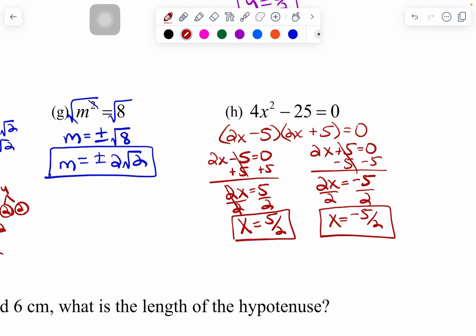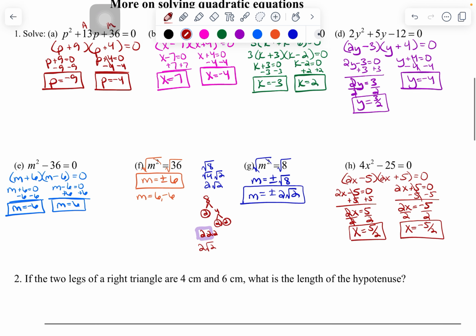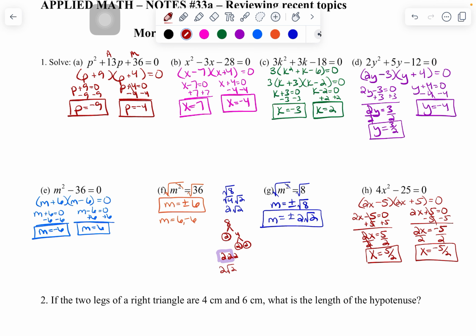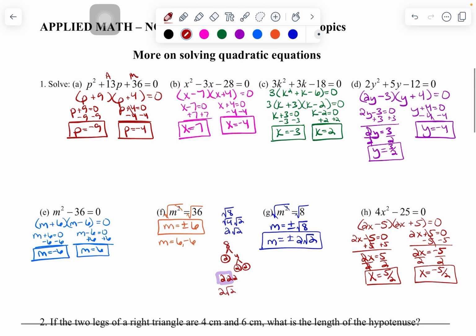All right, so let's see what else we have here. All right, so that is the end of problem number 1, dealing with all of the solving quadratic equations.